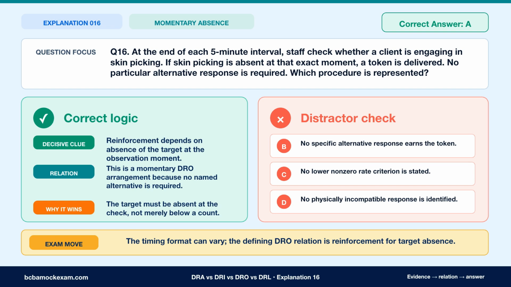Each alternative misses a stated detail. B. No specific alternative response earns the token. C. No lower non-zero rate criterion is stated. D. No physically incompatible response is identified. The timing format can vary. The defining DRO relation is reinforcement for target absence.